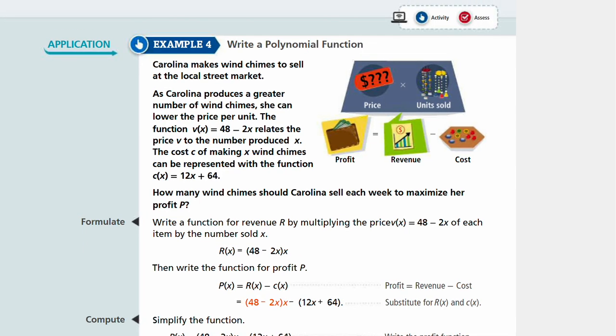Example 4. Write a polynomial function. Carolina makes wind chimes to sell at the local street market. If Carolina produces a greater number of wind chimes, she can lower the price per unit. The function v of x equals 48 minus 2x relates the price v to the number produced x. The cost c of making x wind chimes can be represented with the function c of x equals 12x plus 64.